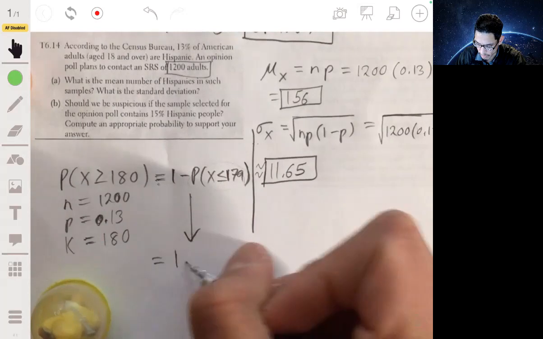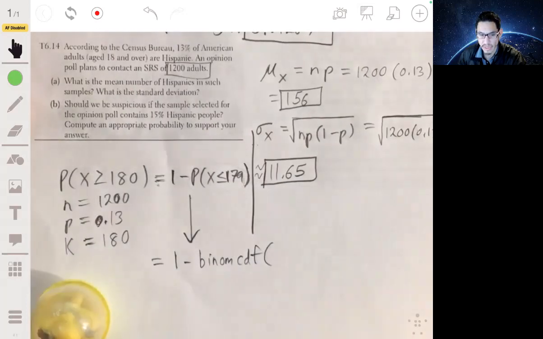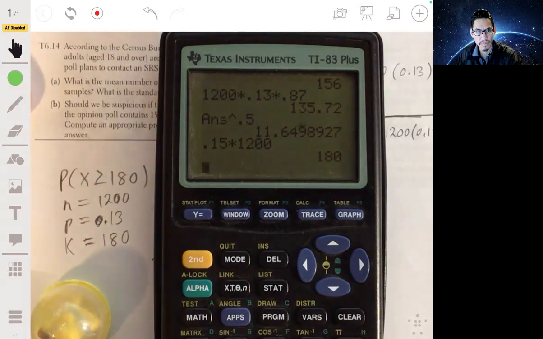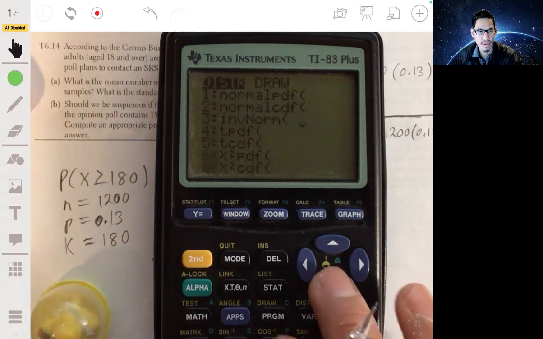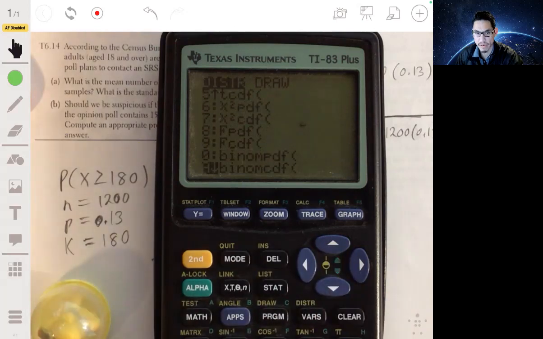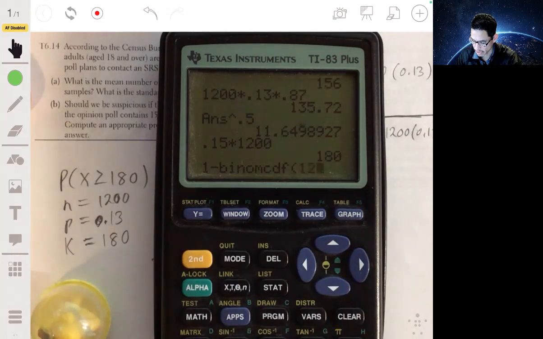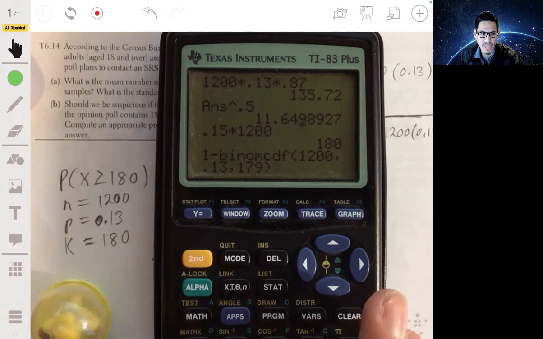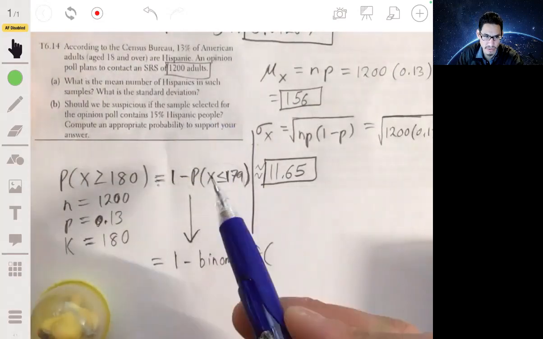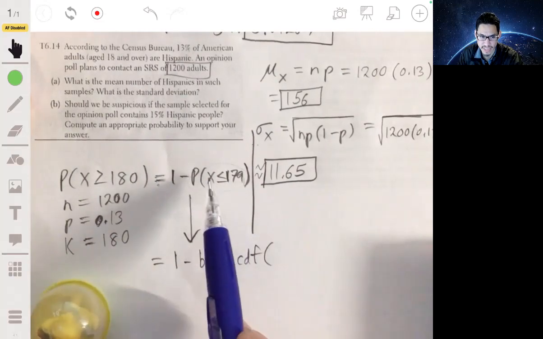So what we have here will be 1 minus the binomial CDF function. Let me just show you what it is. 1 minus, and go to distribution, binomial CDF, and the syntax will be NPK. So 1200, P .13, K 179. Now, see, we do 179 instead of 180 because it does less than or equal to in its calculation. If it was less than, then we could do 180, but it does less than or equal to.